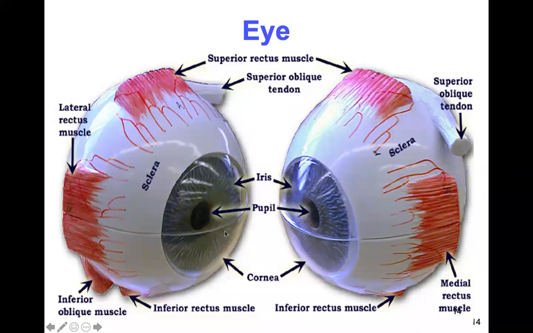The clear translucent membrane in the front is the cornea. And the cornea is somewhat continuous with the white part, which is the sclera. So the cornea is translucent, it's clear. The sclera is the white part. And you can see the muscles attached. The superior rectus, lateral rectus, inferior oblique, inferior rectus muscle, right? These are the muscles that are controlled by cranial nerve 3, 4, and 6.